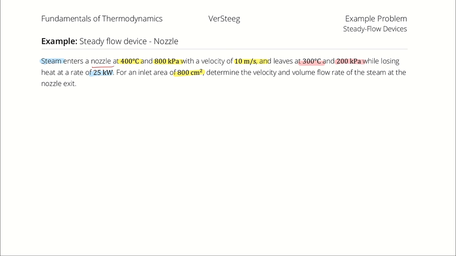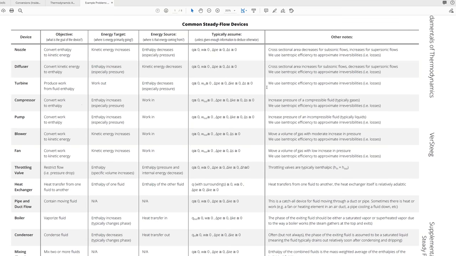If we jump over to our list of steady flow devices, we can see that a nozzle's goal is to convert enthalpy to kinetic energy. If you think about the nozzle on the end of a garden hose, for example, the goal of that nozzle is to increase the velocity of that stream of water. That increase in kinetic energy has to draw its energy from somewhere. The place that it gets its energy to accomplish that increase in velocity is the enthalpy of the fluid. Remember that we define enthalpy as the combination of internal energy and what we call flow energy, which is pressure and specific volume. So anything within that could decrease to increase the kinetic energy of the fluid.